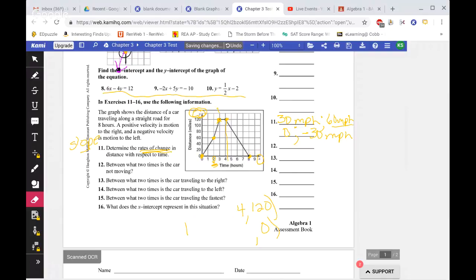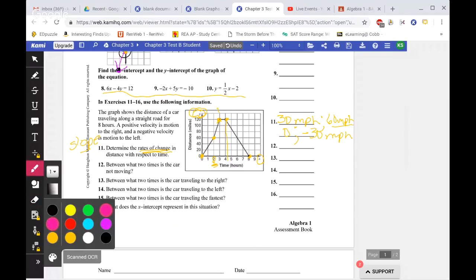Let's read the paragraph that states in the original, a positive velocity is a motion to the right, and a negative velocity is a motion to the left. So this would be a motion to the right because it's positive. This would be a motion to the right because it's positive. But this, however, would be a motion to the left because it's negative.